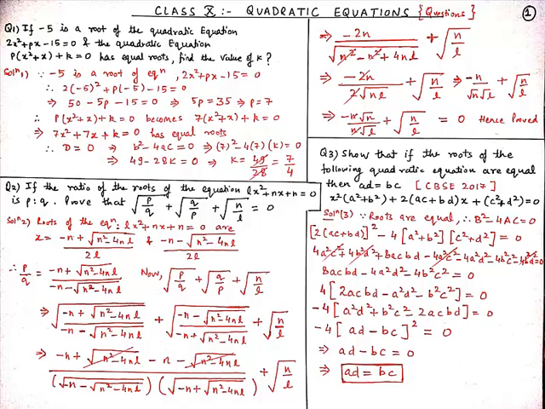And now our second question for today is: if the ratio of the roots of the equation lx square plus nx plus n equal to 0 is p is to q, then prove that square root of p upon q plus square root of q upon p plus square root of n upon l equal to 0.